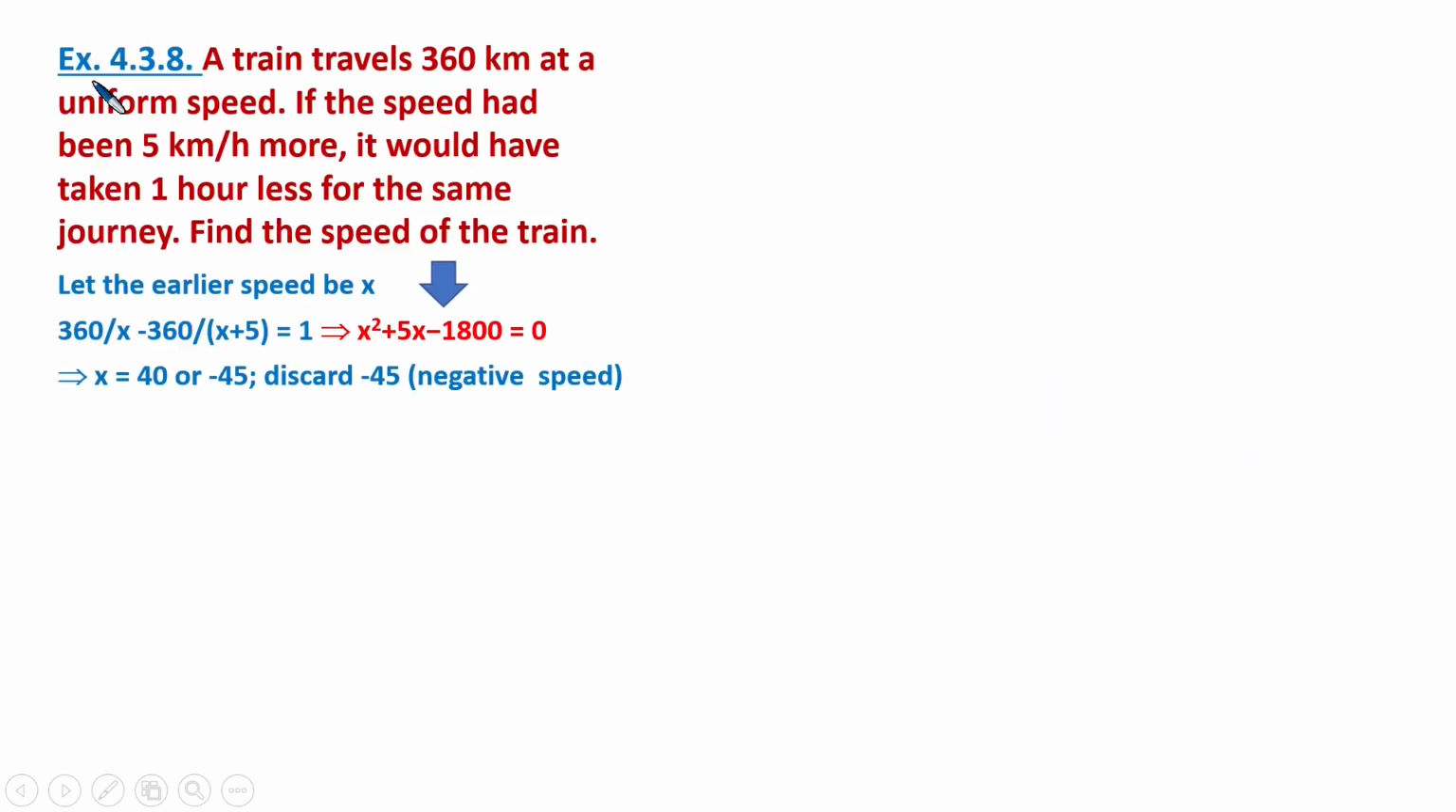It's very simple. Now the exercise: a train travels 360 kilometers at a uniform speed. If the speed had been 5 km per hour more, it would have taken 1 hour less for the same journey. Find the speed of the train. This is also very easy.